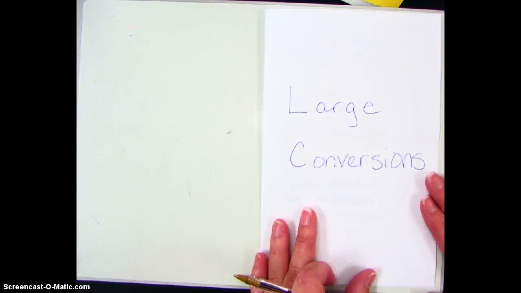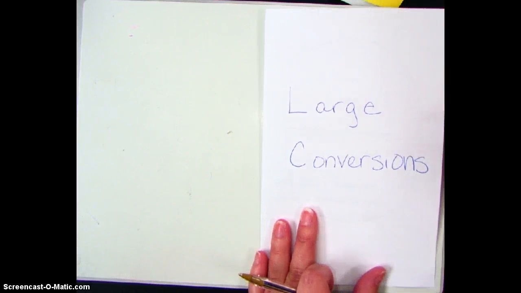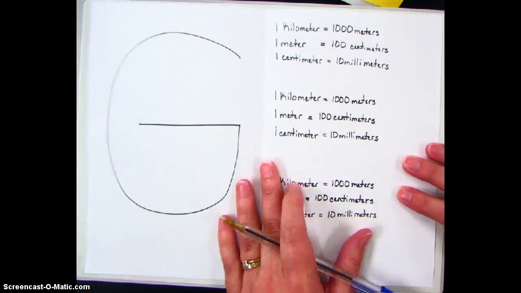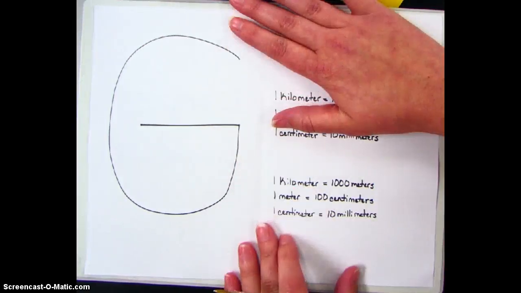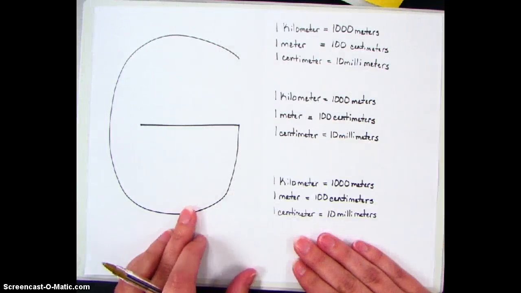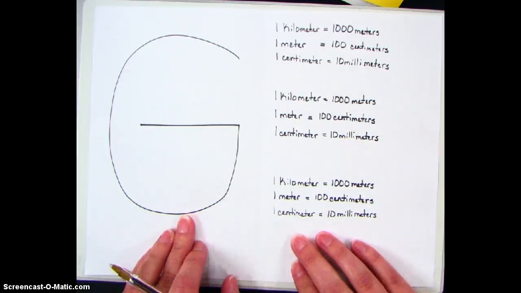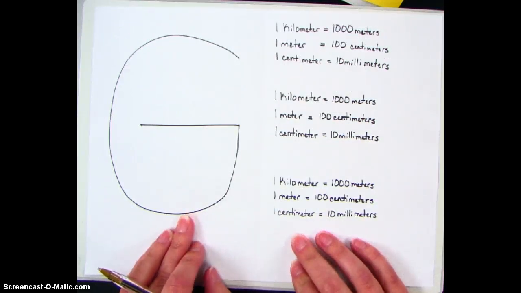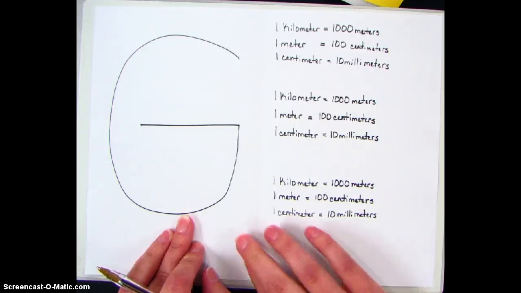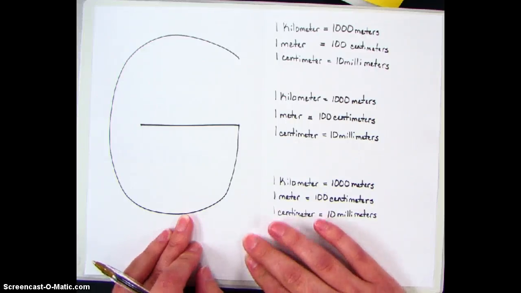Good afternoon, little Longhorns. Today we are going to be working on some customary and metric measurement, and we're going to talk about some large conversions that you're going to have to make. So go ahead and open up your foldable, and you will notice this big G here. This is what we call the big G, and the G stands for gallon. So there is 1 gallon equal to 4 quarts.